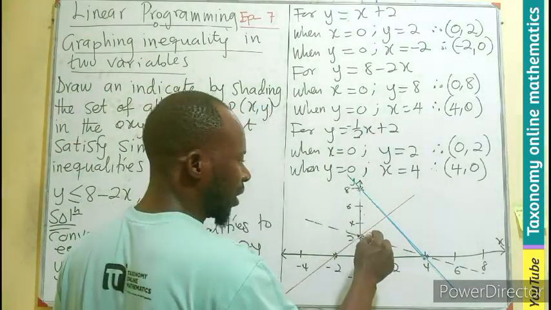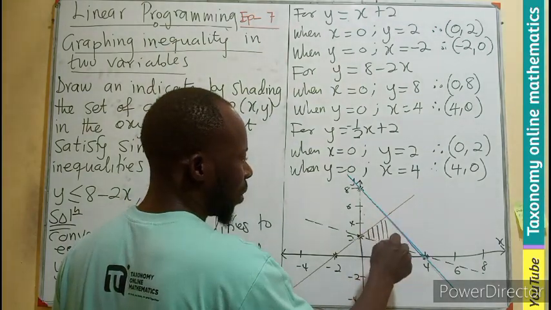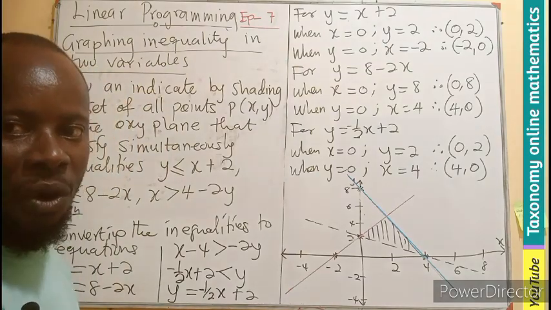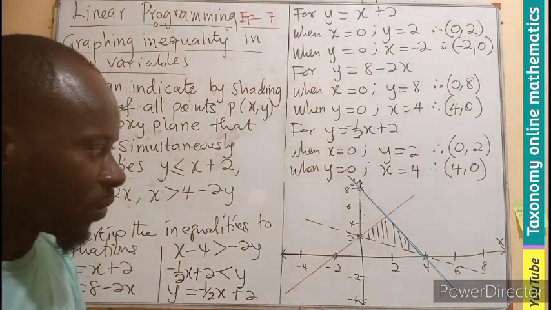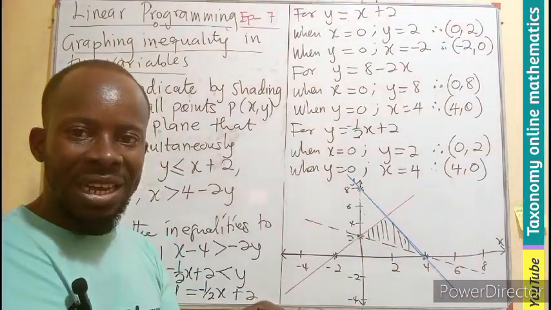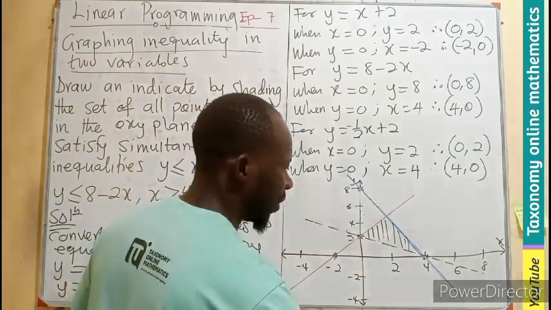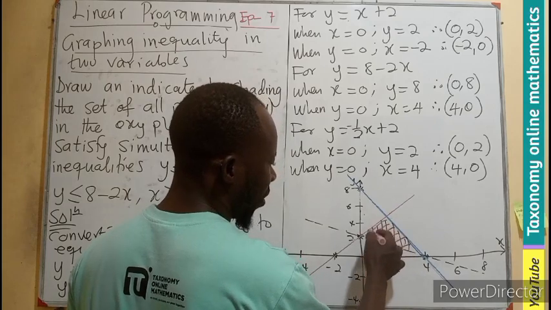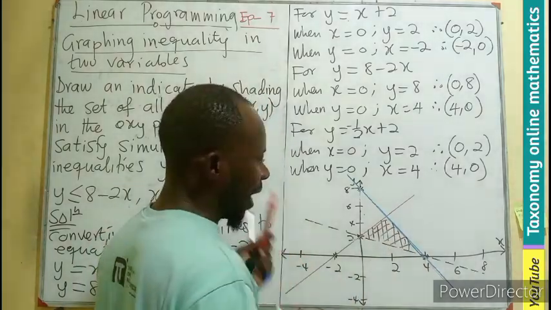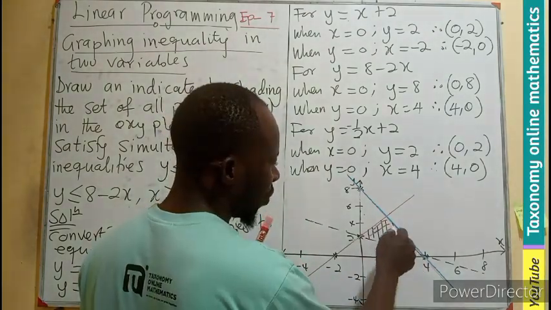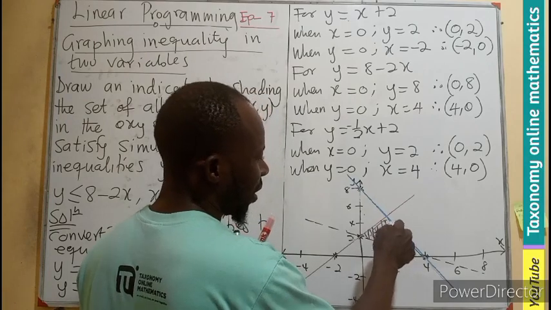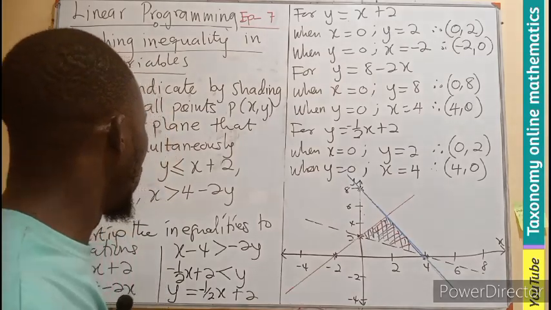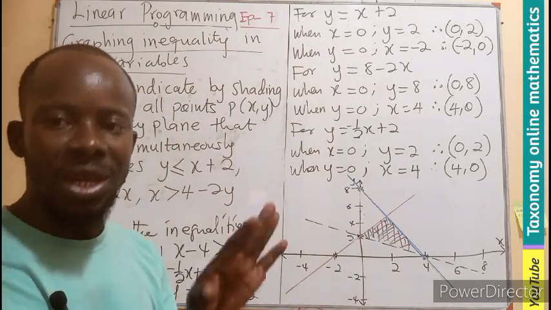So the only region of intersection is what we are going to have as the solution set for all the three equations. So we shade only the intersection of all the lines. So I think red will also come, then let's manage some blue inside. So this region represents the solution set for the three simultaneous inequalities.